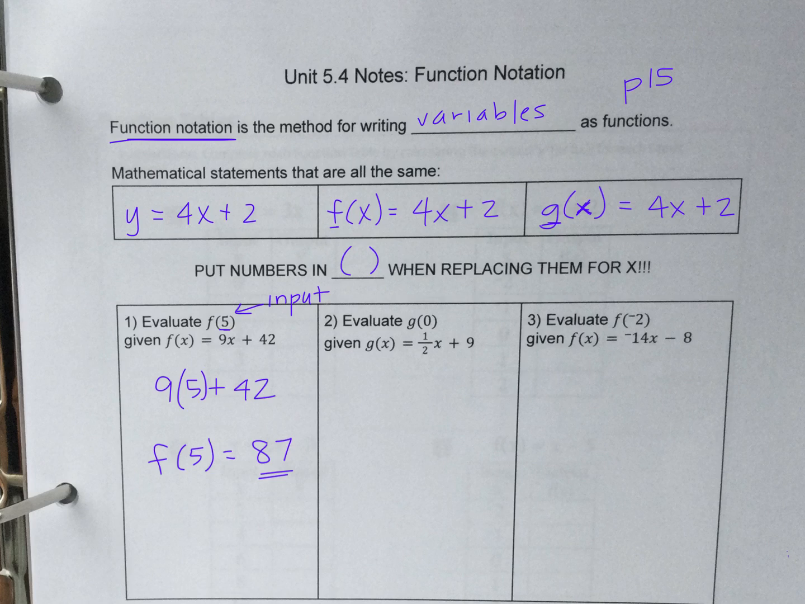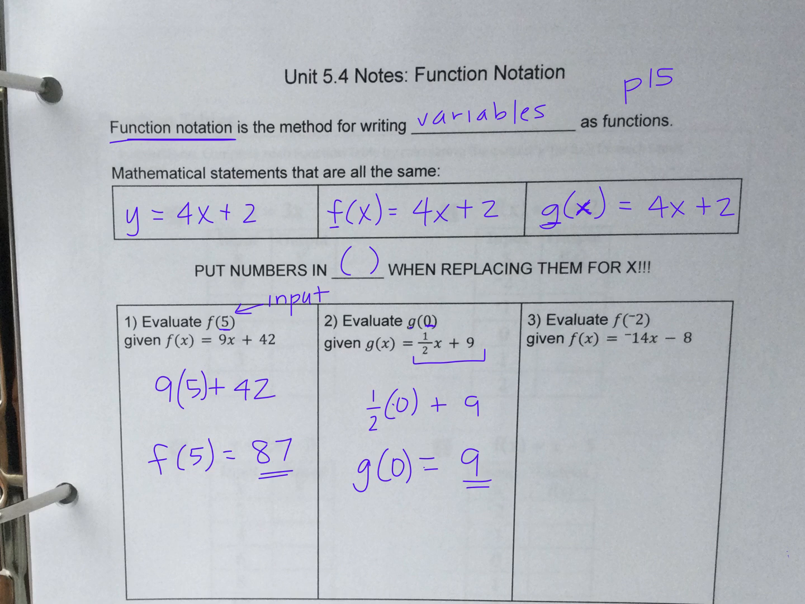All right, evaluate the function when the input is 0. So 0 will be our input. So my math problem is 1/2 x plus 9. I'm going to erase that x, and I'm going to put my input in, put in my 0 in parentheses, 1/2 times 0 plus 9. So the function when I input 0 is going to be 9.